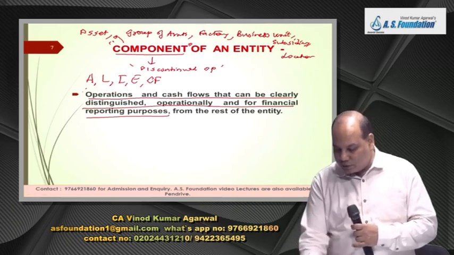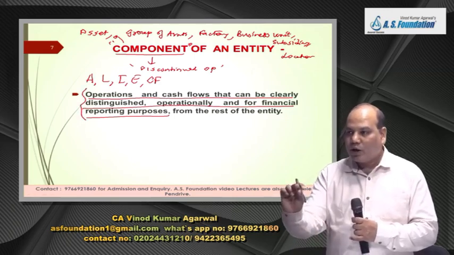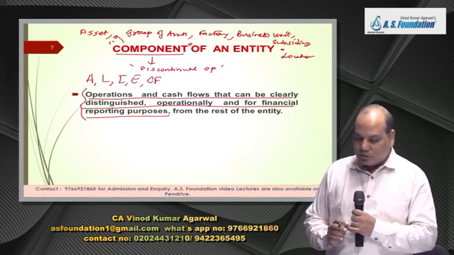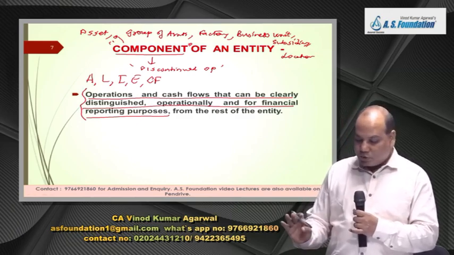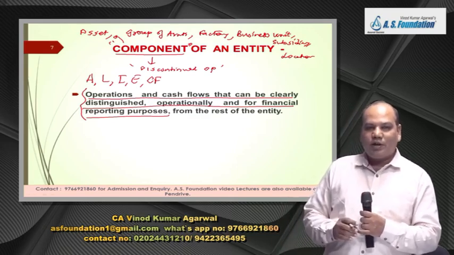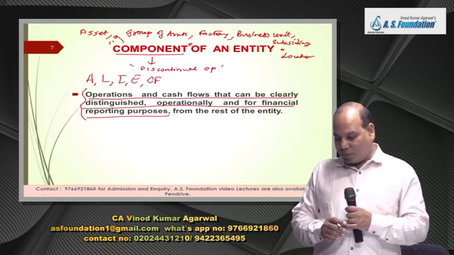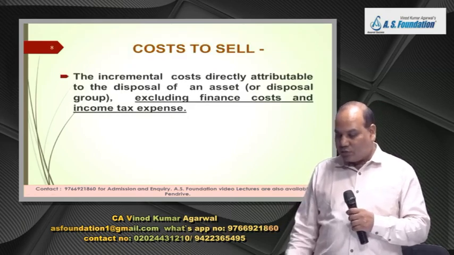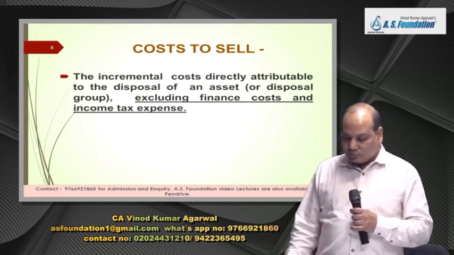The reason why they have defined it like this is that they will ask you to give separate disclosure about a discontinued operation. A separate disclosure is possible only if you can calculate their asset, liability, revenue, expense and cash flow separately. If you can't, then you can't apply the standard.